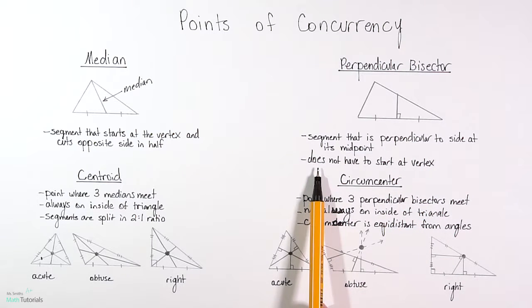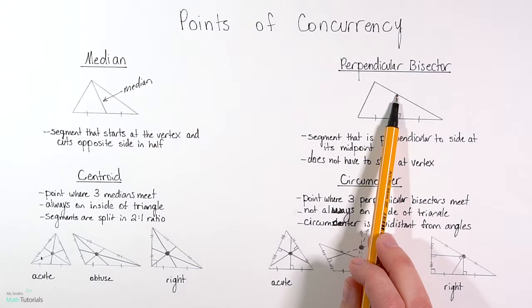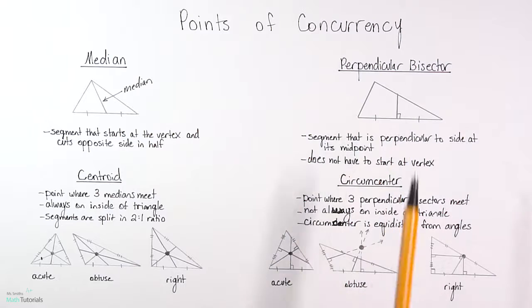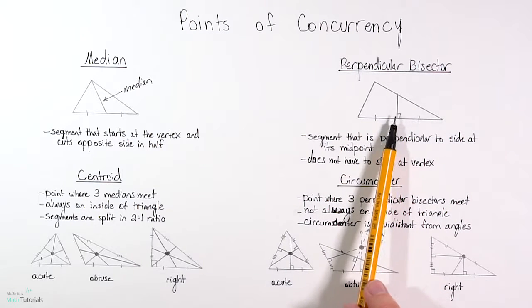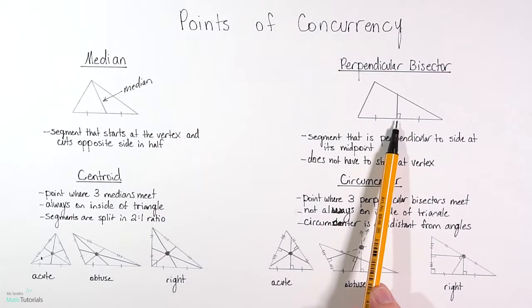It does not have to start at the vertex. Notice this perpendicular bisector, I've purposely shown it coming down. Now, could it start at the vertex? It's possible in a different triangle, maybe, but in a lot of triangles, you'll see the perpendicular bisector does not start at the vertex. A lot of times it'll start in the side because it's starting at the midpoint and then it's just going straight up.